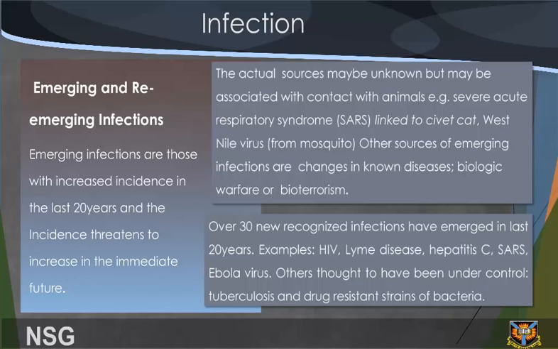Other sources of emerging infections are changes in known diseases, biologic warfare, or bioterrorism. Over 30 new recognized infections have emerged in the last 20 years. Examples: HIV, Lyme disease, hepatitis C, SARS, Ebola virus. Others thought to have been under control: tuberculosis and drug-resistant strains of bacteria.